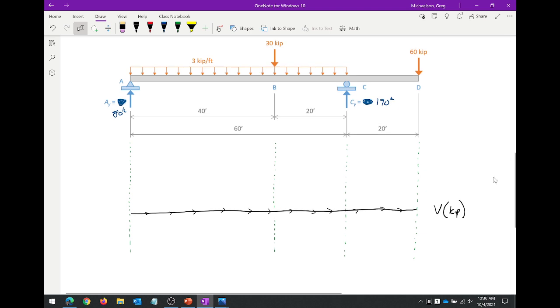All right. So we do this the same way that we did it before. We start at 0, and hopefully we end at 0. So we start at 0. And what is the first thing that I do? Jump up 80, okay?